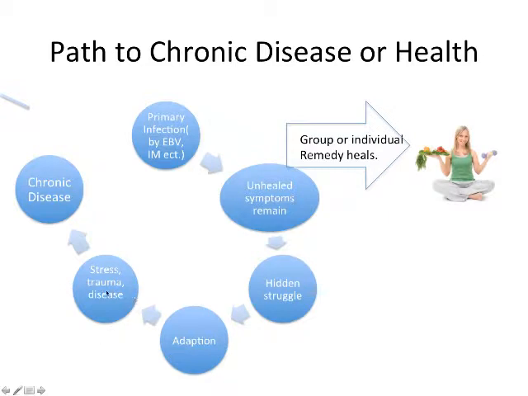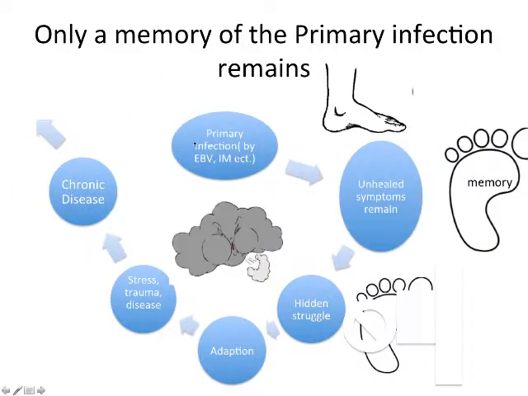And then there's some kind of stress or trauma, and suddenly he notices that he has some chronic disease symptom. Okay, so from the chronic disease, he doesn't go back to here. But actually from the chronic disease, there's a memory of the primary infection. So if the primary disease is a foot, and the foot leaves an imprint, okay, these are the unhealed symptoms. I think this is not exactly what Dr. Shahrdar is saying. I'm not sure.